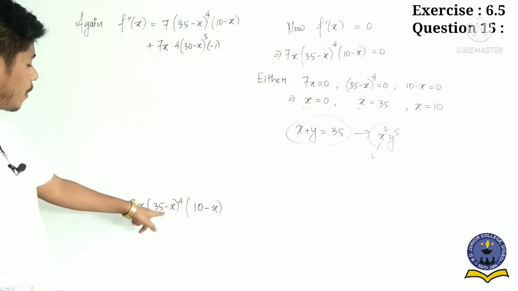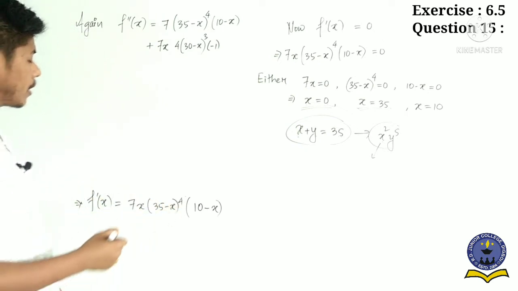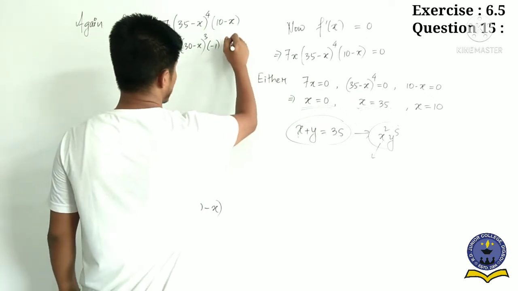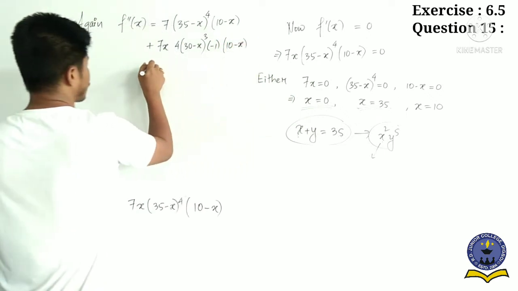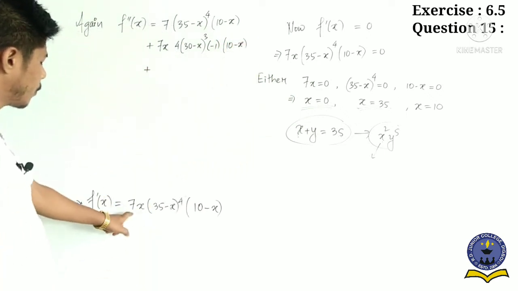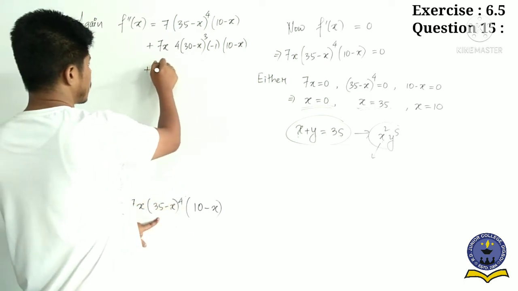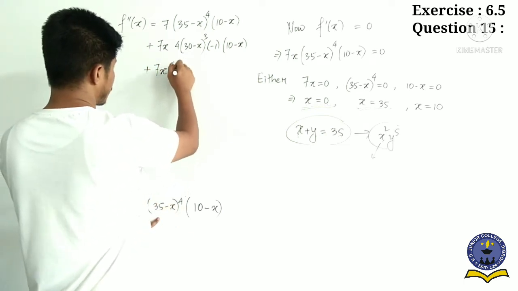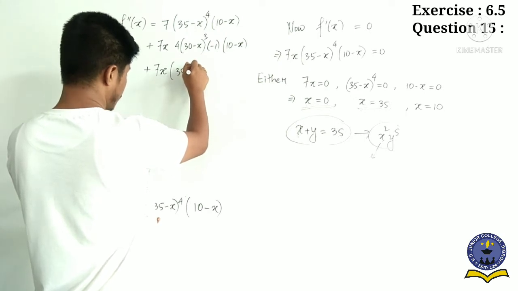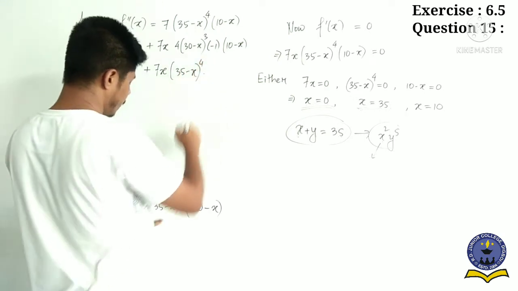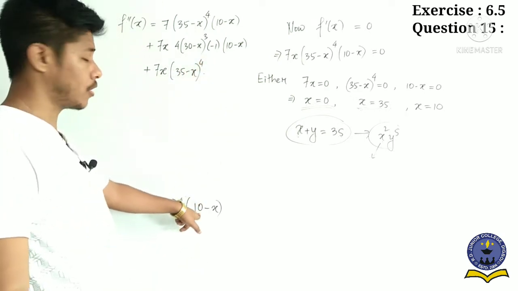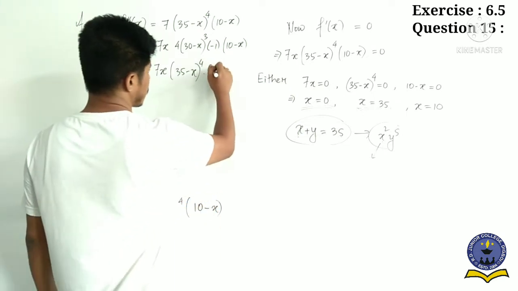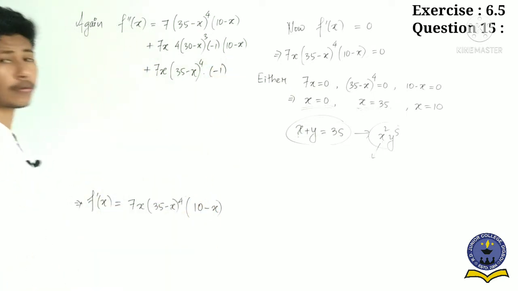4 into (35 minus x) whole cube into minus 1, and the third one remains the same, so that means (10 minus x) plus the third one. In the last case we keep this the same, so here we write 7x, and here we write (35 minus x) to the power 4. If you differentiate this one, d/dx of 10 is 0, d/dx of x minus 1, so here we get minus 1.